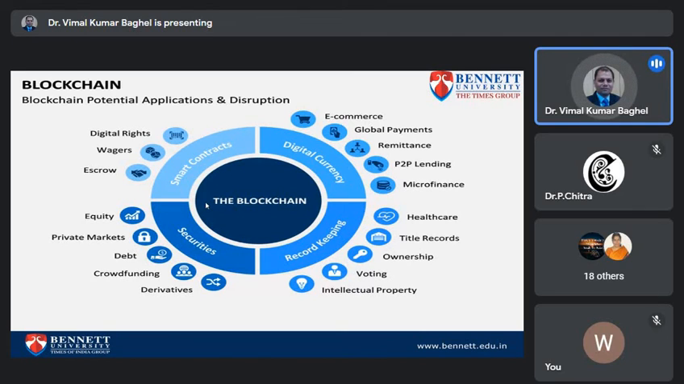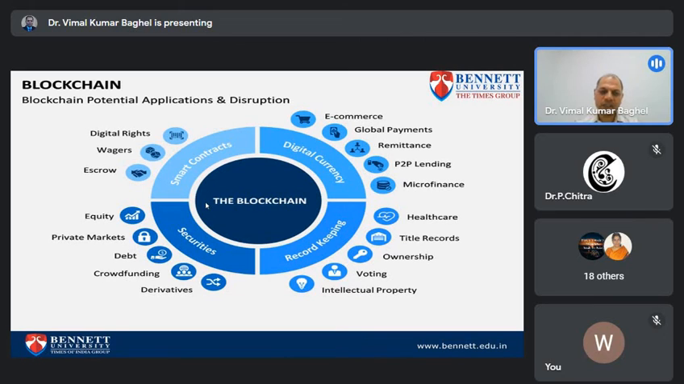We can also implement share trading over the blockchain, the equity trading over the blockchain. So how the shares will be listed, how the shares will be transferred, all these things can be hosted on a blockchain. Also, we can create private marketplaces for NFTs, which are non-fungible tokens.